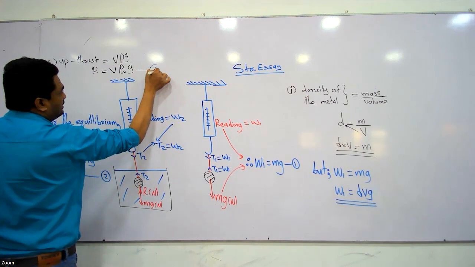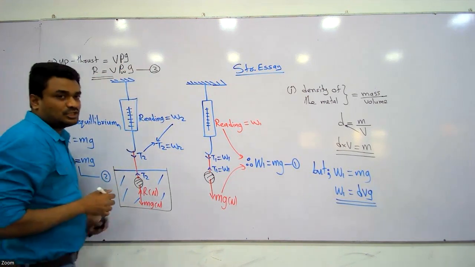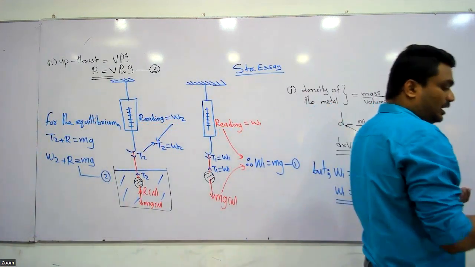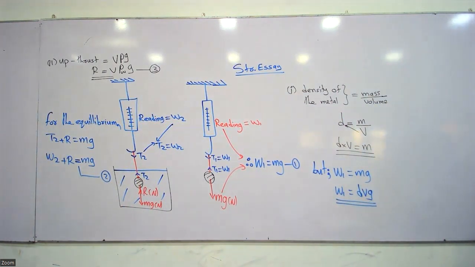Let me mark this as the third equation. This is the answer for the second question: R equals V rho W g.